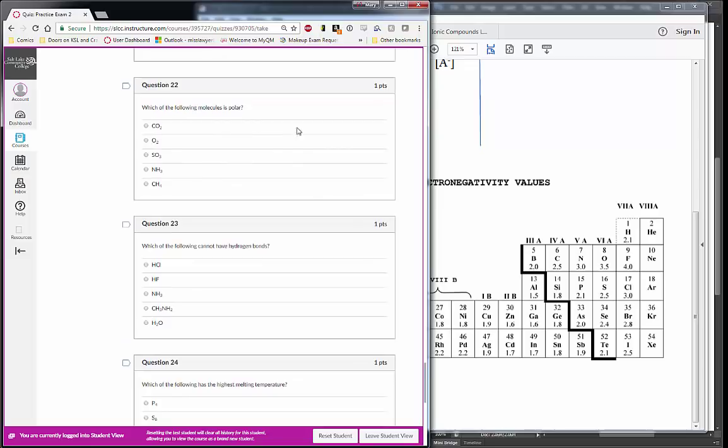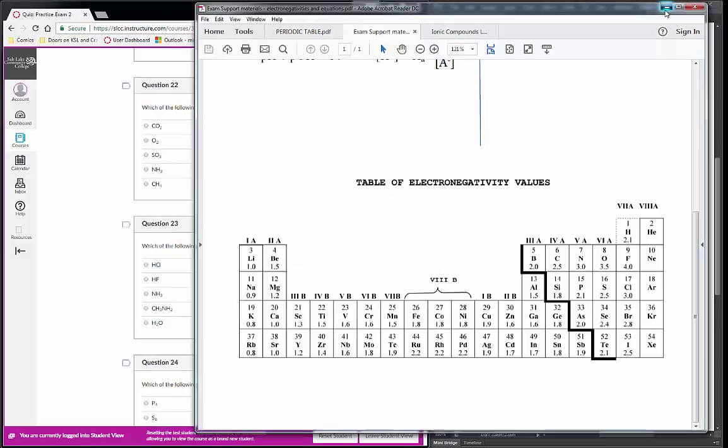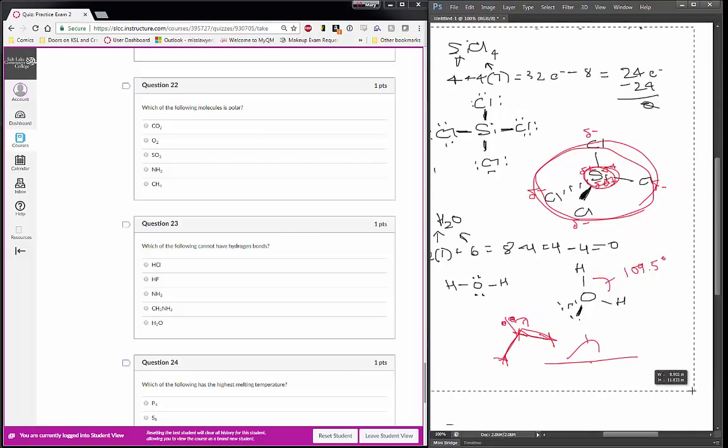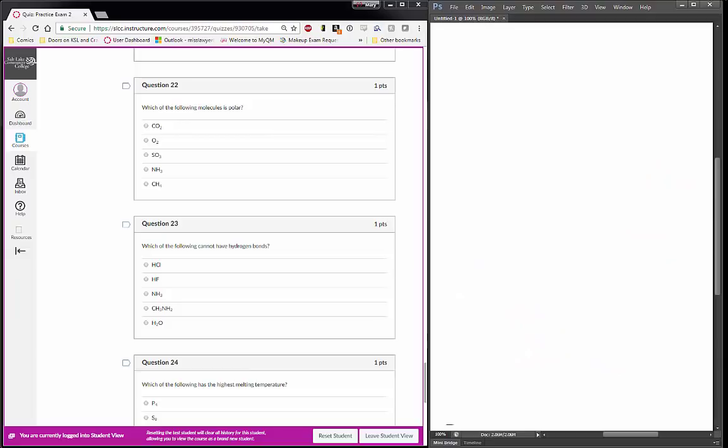Next, which of the following molecules is polar? So this is one where we have to draw out the molecule on the Lewis structure, then draw out the molecule with the correct VSEPR shape, and then apply bond polarity appropriately to see if the whole molecule is polar. Now, there are a few little shortcuts that we can do. For instance, if we look and see, our options are CO2, O2, SO3, NH3, and CH4.